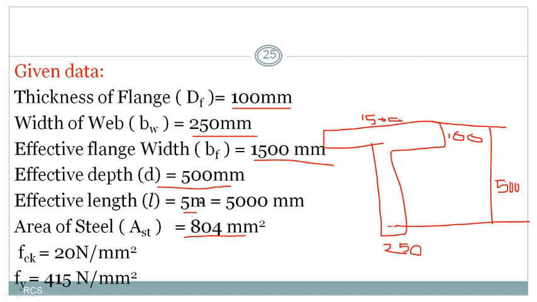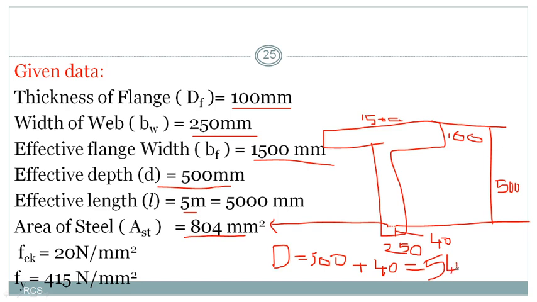And the span is given, that is 5 meters, and Ast is directly given in terms of area of steel, that is 804 mm square, and the cover is also given. This effective cover is 40 mm. So if you want to know the overall depth, capital D equals this 500 plus 40, that equals 540 mm, the overall depth. Clear?